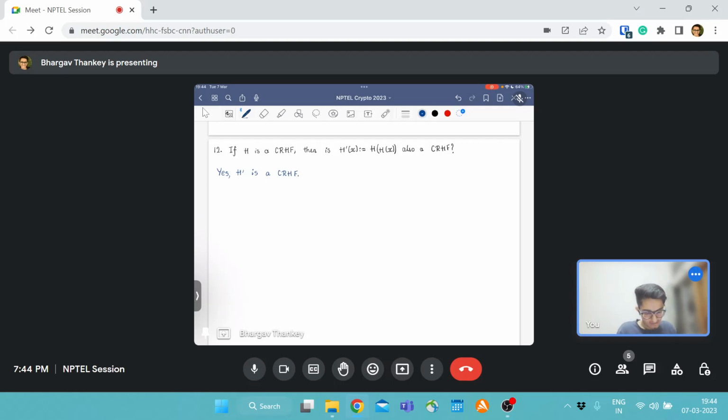And it's similar to the previous question. So let me just write it. Suppose there exists a PPT A which can find x1 not equal to x2 such that h prime of x1 is equal to h prime of x2, right? Then h of x1 is equal to h of x2. So there are two cases. h of x1 is not equal to h of x2, right?